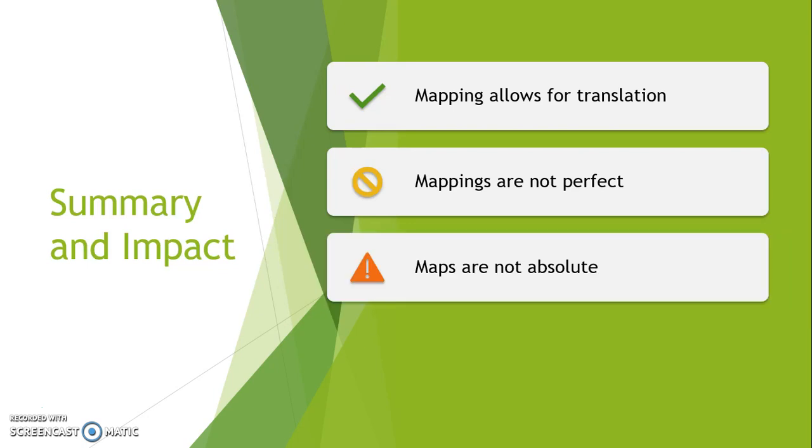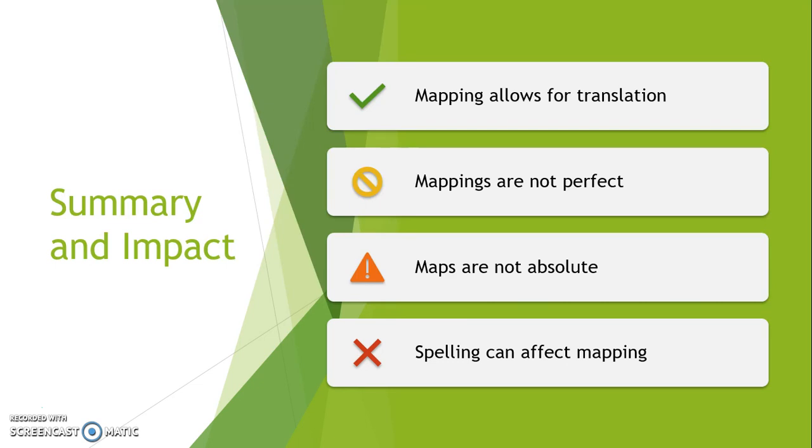Maps are not absolute, as we saw in the second study, where mapping rules may result in insufficient information, thus requiring refinement. And mistakes such as spelling can influence whether or not terms are mapped.